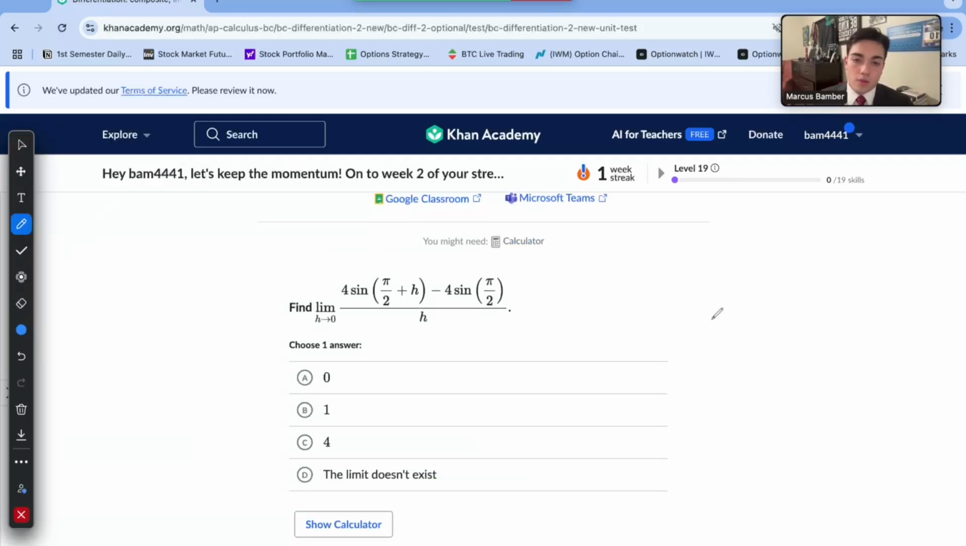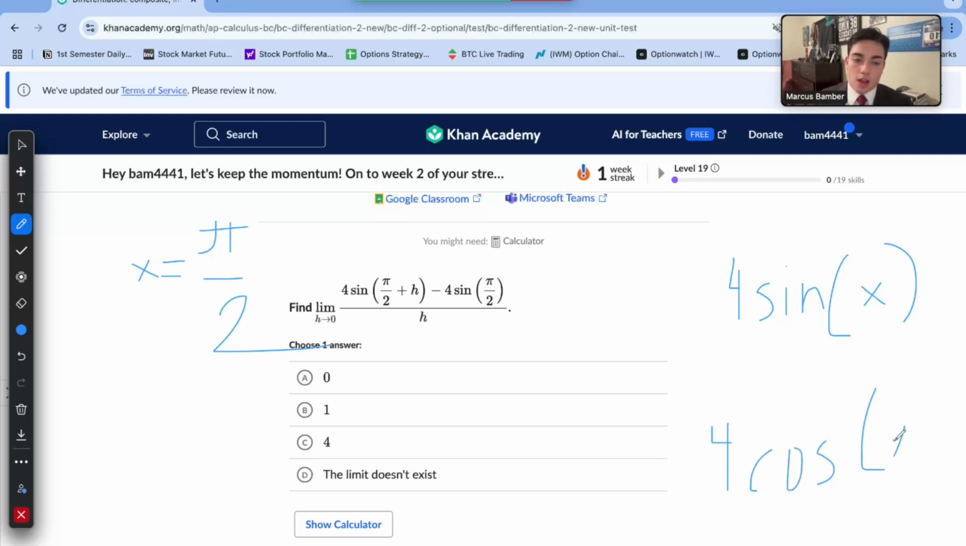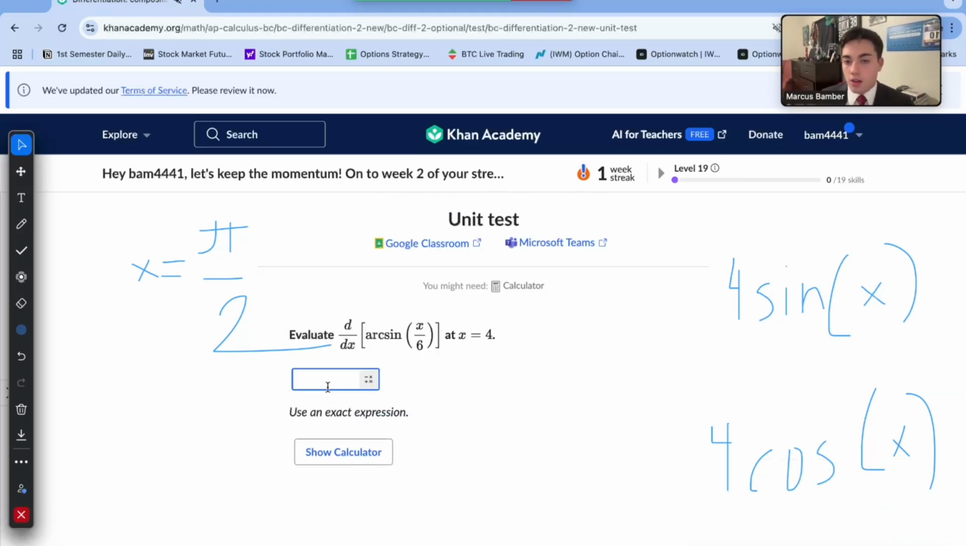The hidden derivative, we know we have the function for sine of x, and then we're trying to just evaluate this at x is equal to pi over 2. So we can just take the derivative of this. This is just 4 cosine of x and evaluate at pi over 2. Cosine of pi over 2 is equal to 0. So this function, 4 times 0, is still 0 regardless. All right, so A is the correct answer here.